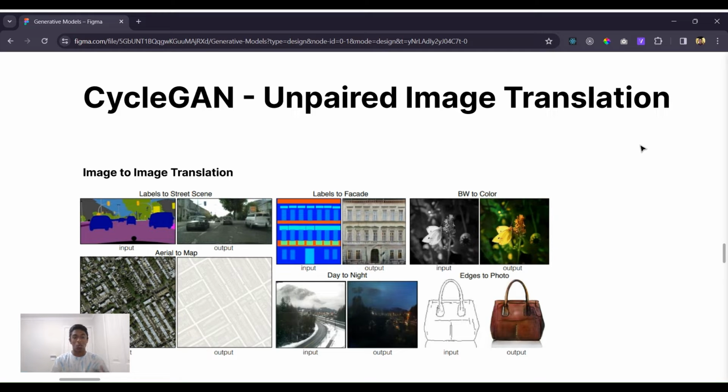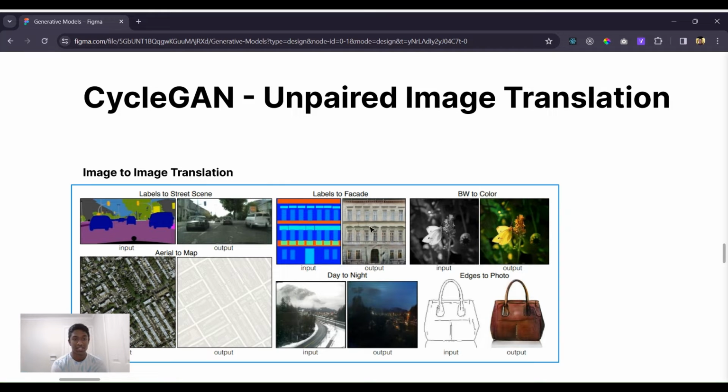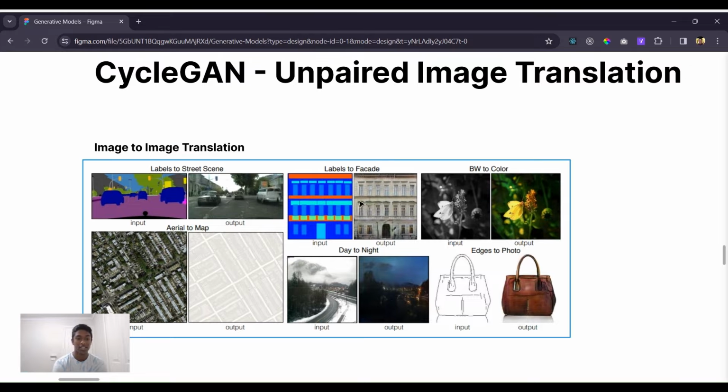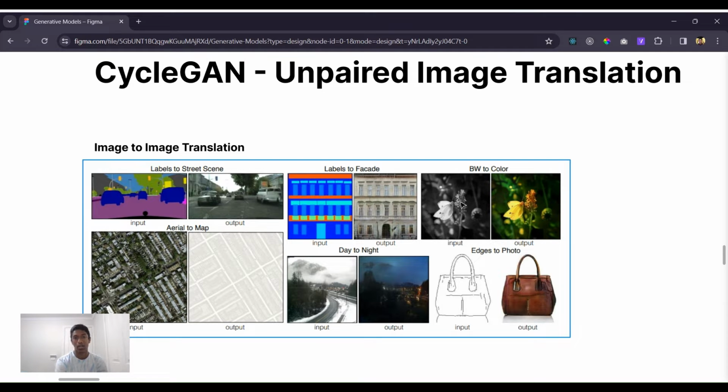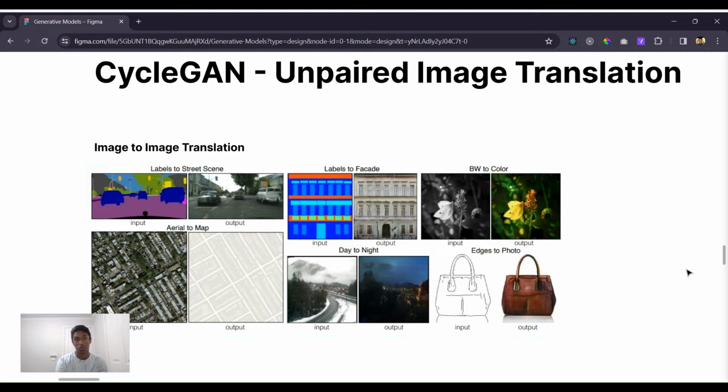Now, what is that, and why is that a problem, and how does CycleGAN solve that? Well, we'll get into that shortly. But let's first refresh ourselves on what image-to-image translation is. Image-to-image translation is when we want to translate an image from one domain into another domain. So I have some examples here. We want to translate black and white images to color images, or day images to night images, or edges to photos. The limits of what you can do here are pretty much unbounded. So that's what image-to-image translation is.